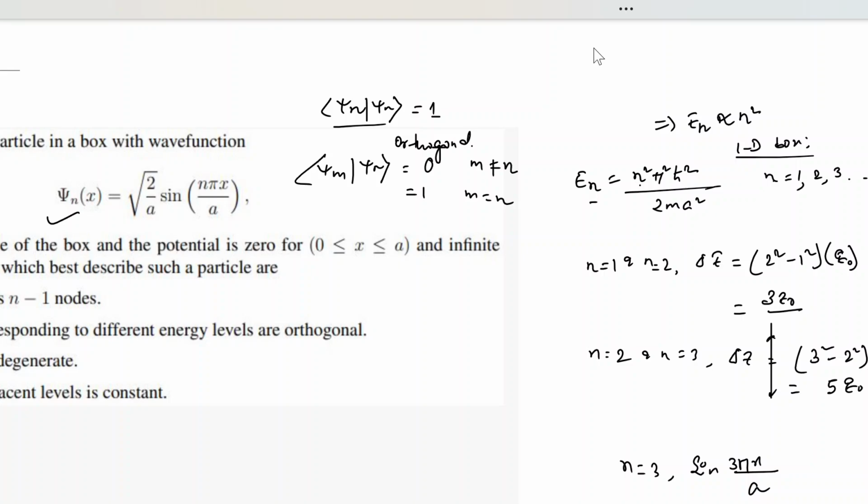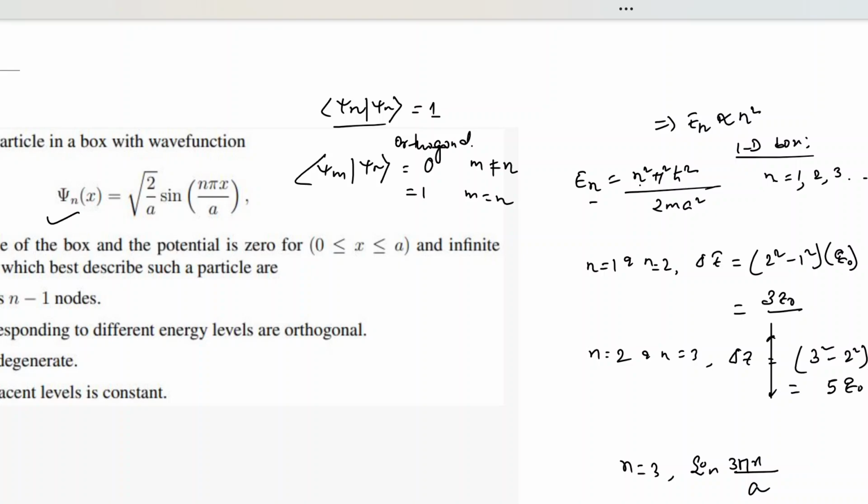Let me use a different color. Again, the drawing may not be very accurate or up to scale, but just for the idea, this is a sinusoidal function where it is sin 3 pi x by a, because it is n equal to 3. So here you have two nodes, because here it is crossing the x-axis in between the 2 edge points, right?